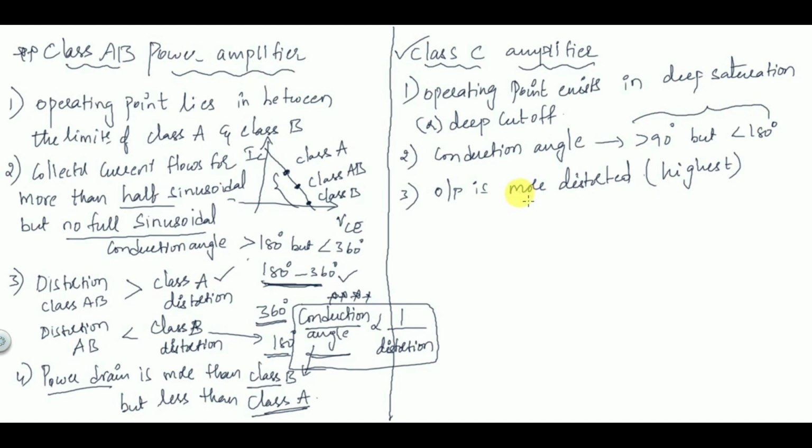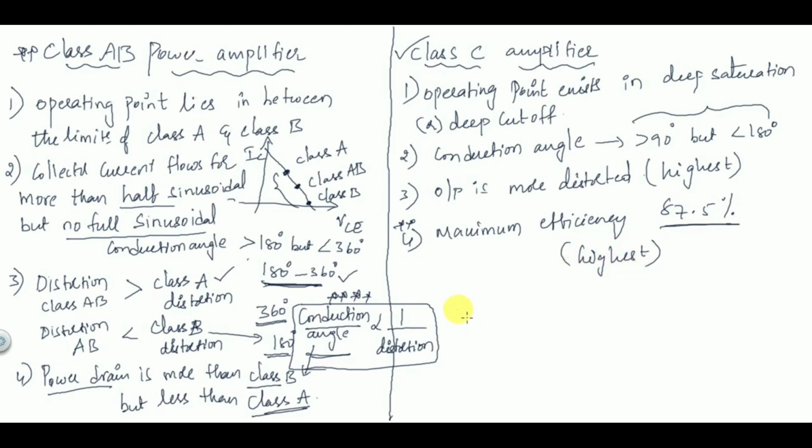The important point here is efficiency. The maximum efficiency in the case of class C power amplifier is 87.5%, so it is the highest among all the power amplifiers.